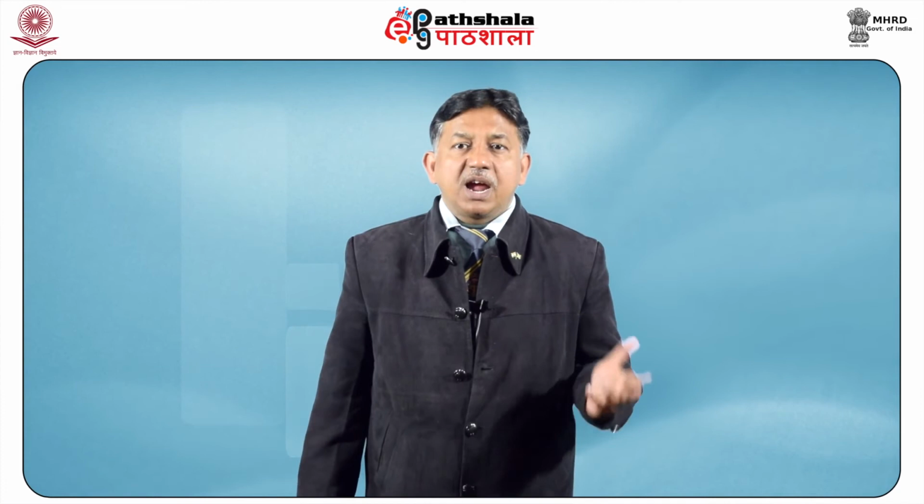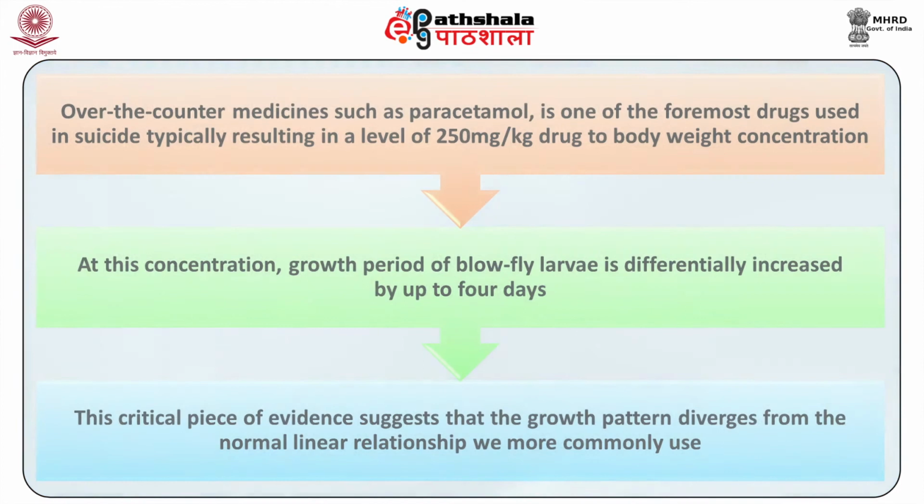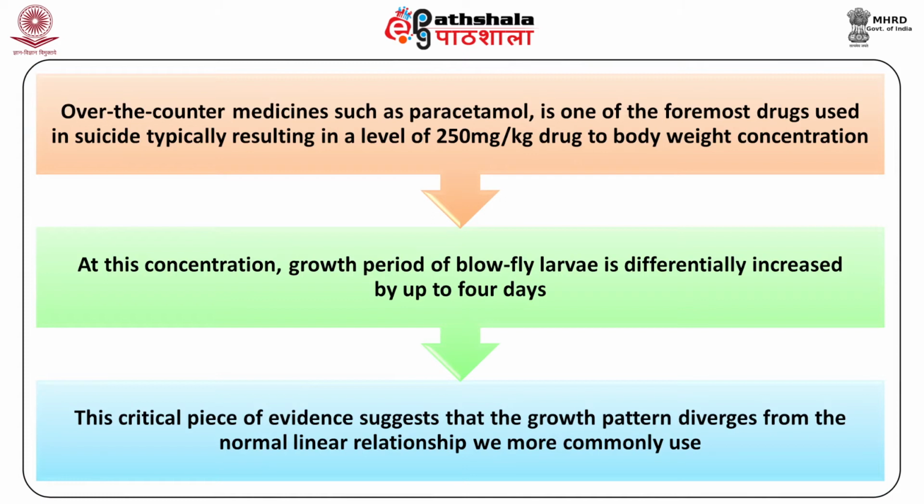And most important in this context is the presence of pharmaceutical or narcotic drugs in the deceased and the differential effect these can have on insect growth, depending on where in the body these drugs and their metabolites concentrate and whether some or all of the maggots have fed on those tissues. We know, for example, that over-the-counter medicines such as paracetamol are among the foremost drugs used in suicide, typically resulting in a level of around 250 milligram per kg drug to body weight concentration. At this concentration, the growth period of blowfly larvae is differentially increased by up to 4 days.